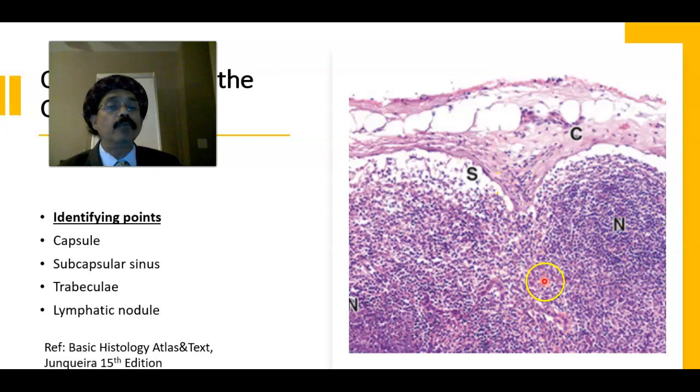This is trabeculae. We also have the trabecular sinus. We have the capsule composed of dense irregular connective tissue, and the subcapsular sinus that contains reticular cells, macrophages, and antigen presenting cells. We also see some scattered endothelial cells here.